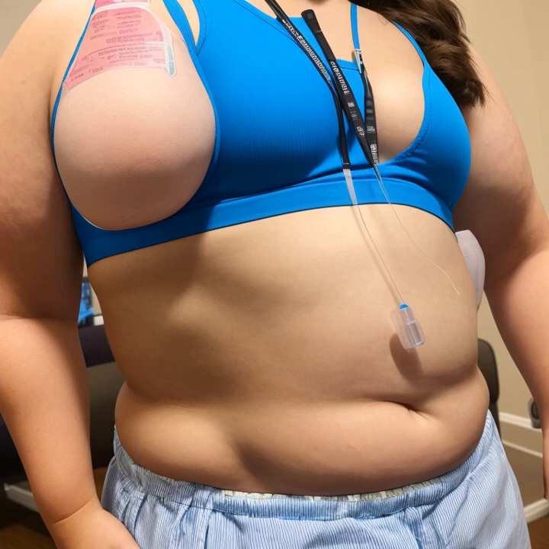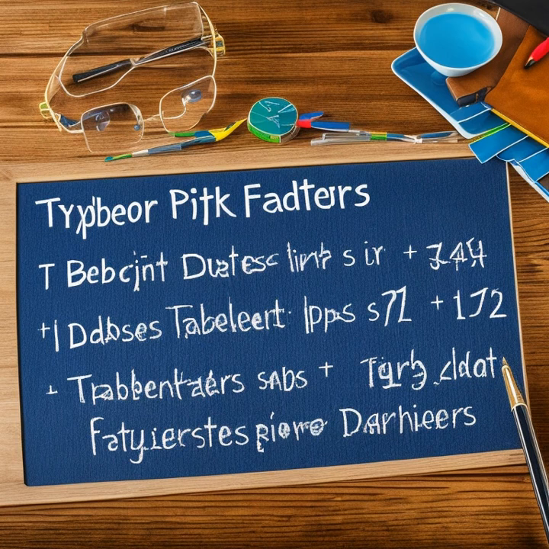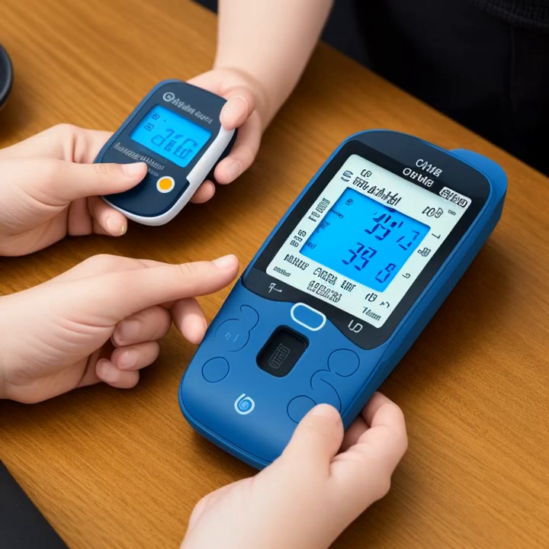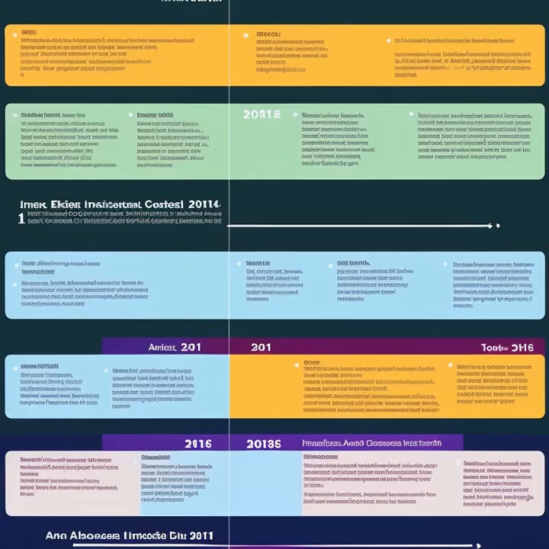Risk factors for type 1 diabetes include a family history of the condition, certain genetic factors, and exposure to specific viruses. In contrast, type 2 diabetes risk factors are often related to lifestyle choices, such as obesity, physical inactivity, poor diet, and a history of gestational diabetes during pregnancy. Genetic factors can also play a role in the development of type 2 diabetes.